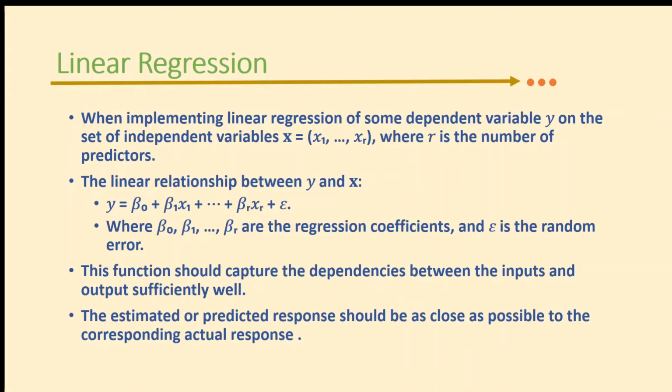Likewise, we can also apply beta suffix 2, beta suffix 3 to their corresponding input features. And now, beta suffix 0. What does it mean? It is the intercept of the linear regression. Intercept means we assume that when the values of all the input features are 0, then the value of the target feature y is equal to beta suffix 0. That is called the intercept. The objective of our linear regression is that the predicted values should be as close as possible to the actual values. That is the goal of the linear regression.